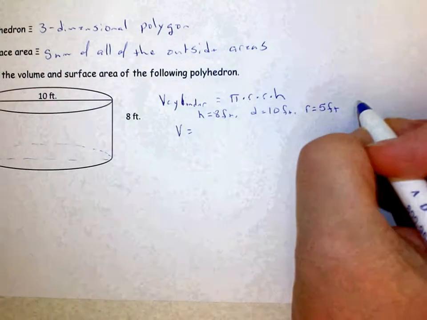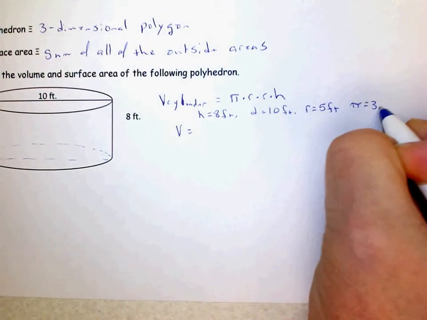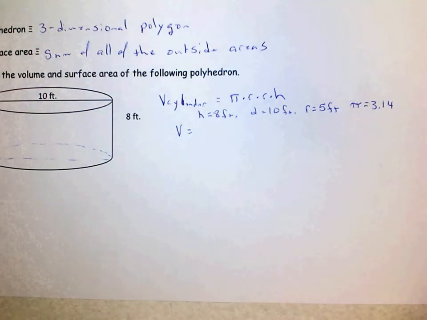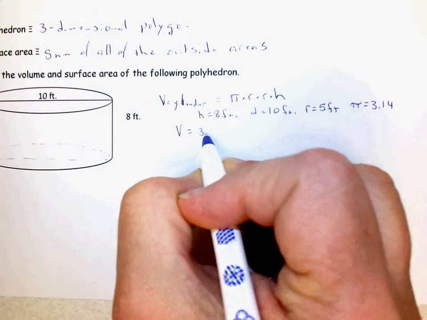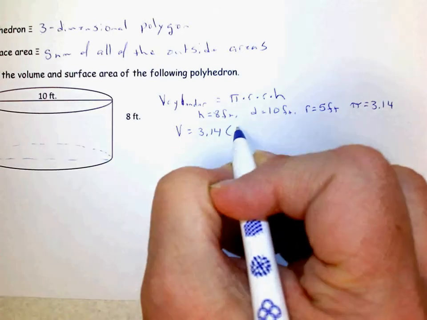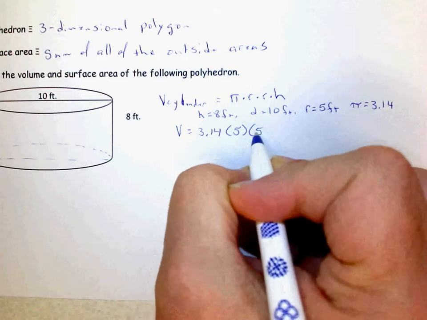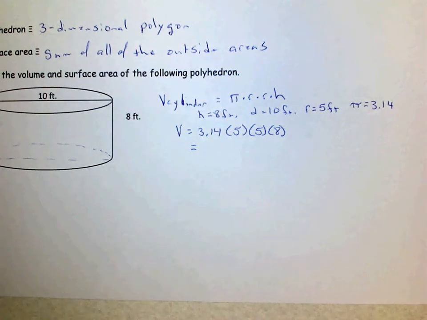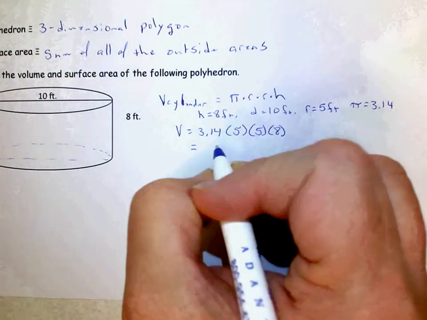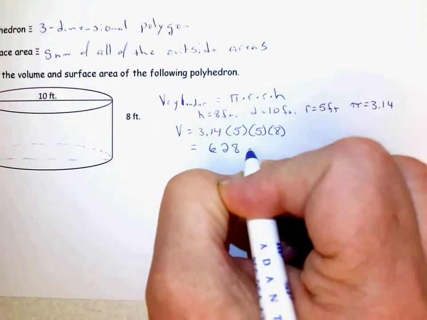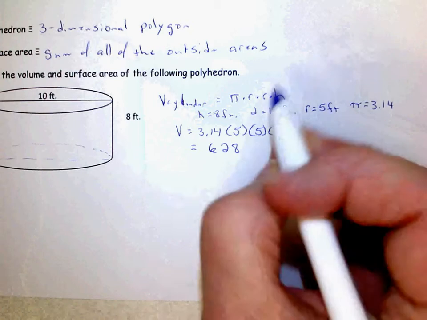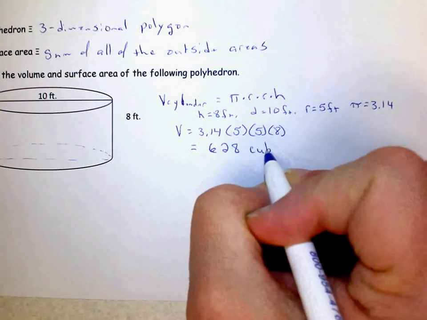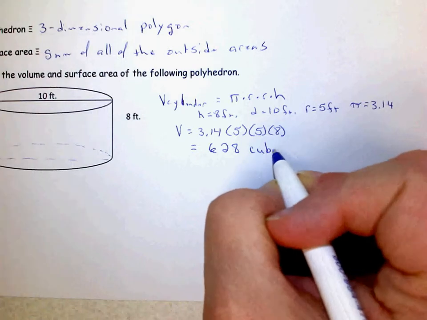And then for pi, we're going to use 3.14 because that's just the easiest one to use. So we get 3.14 times 5 times 5 and times 8. And when we use Good Buddy Calculator, we find that our volume is 628, and because it's three-dimensional, cube or cubic feet.